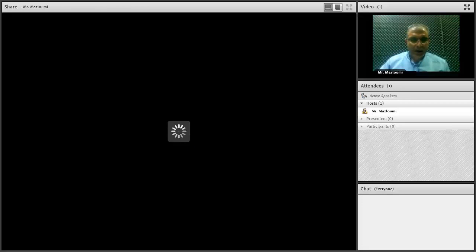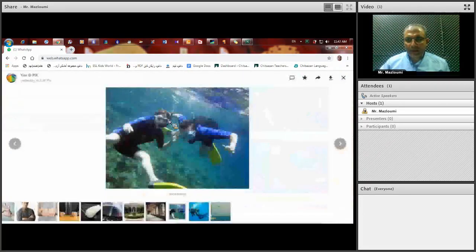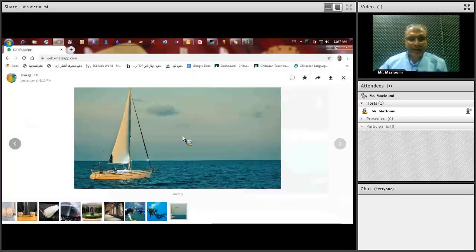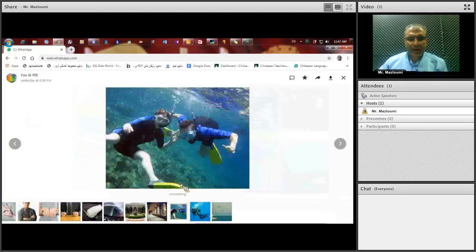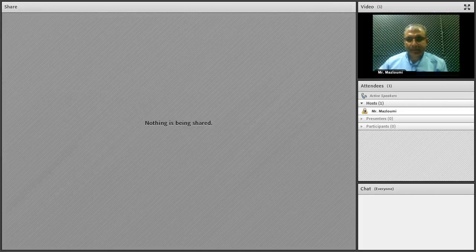Well, let me share some pictures with you. So everyone, just check out this photo. They are snorkeling. Yes, they are snorkeling. You see this equipment. It's like a tube. We call it snorkeling. This one is diving. So to dive means to swim under water using special equipment, and this one is sailing. So snorkeling, diving, and sailing. Okay.